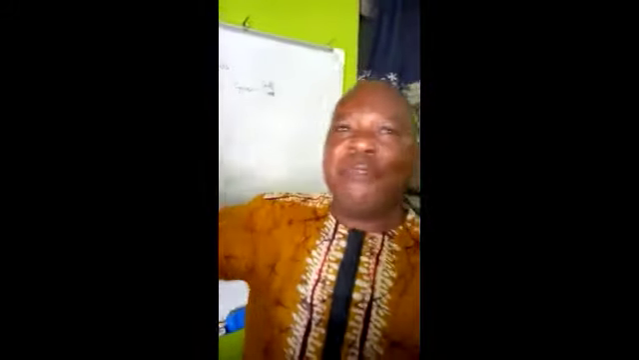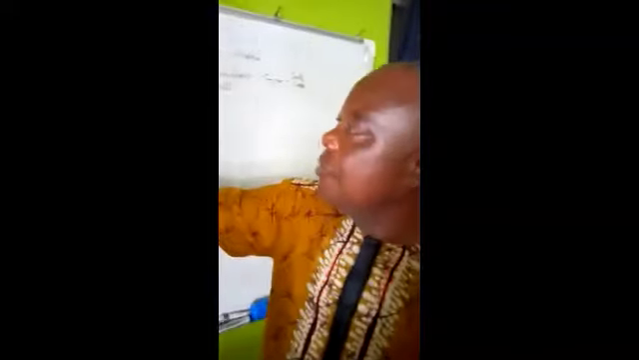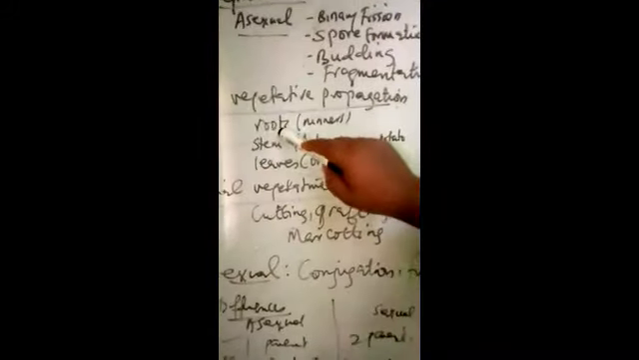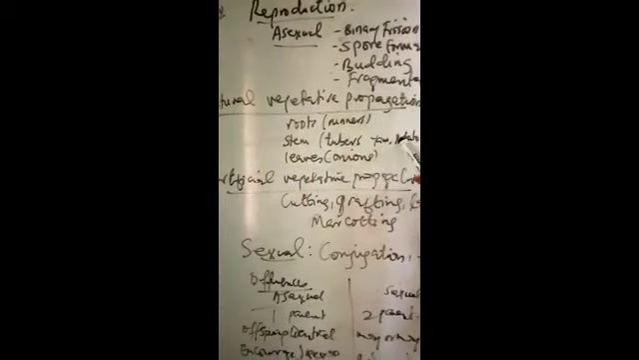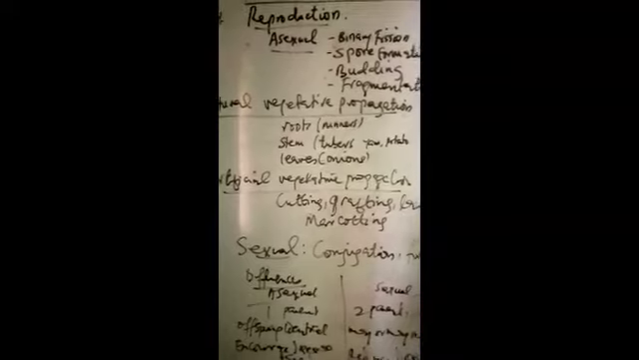Vegetative propagation. We have natural ones, like when you reproduce an organism using the roots, as we have in runners in plants. When you reproduce a plant using the stem, like stem tubers of yam, potato, cassava. When you reproduce an organism using the leaves, like leaves of onions, that onion bulb you eat are leaves, and that's what you use to reproduce the onion.